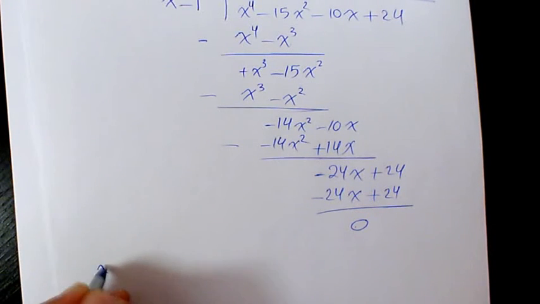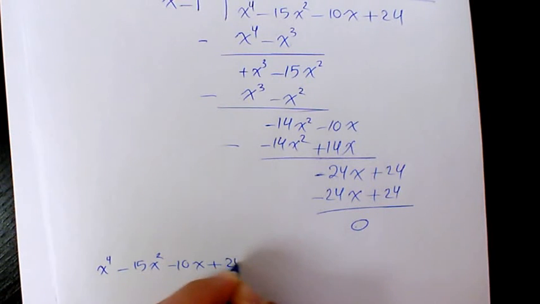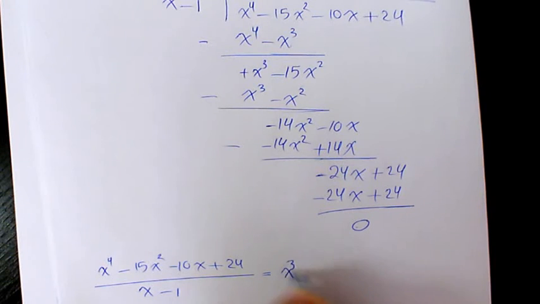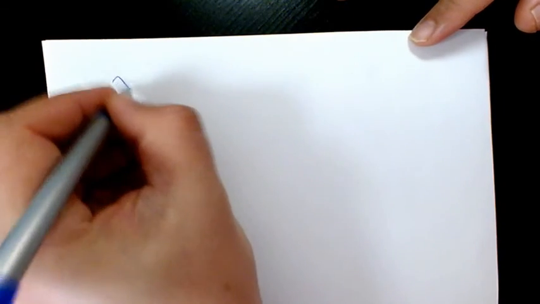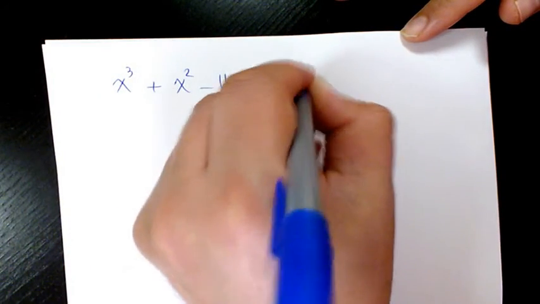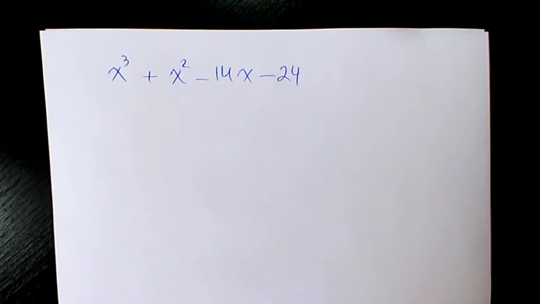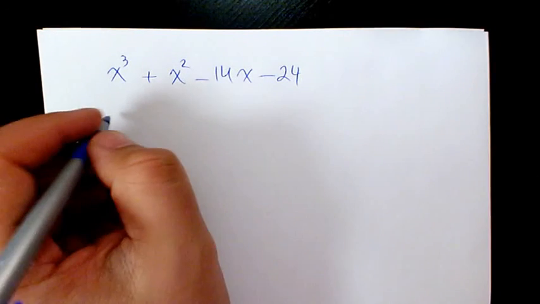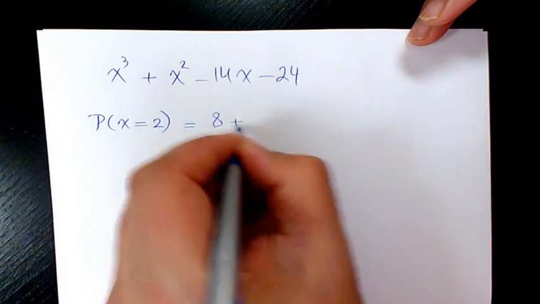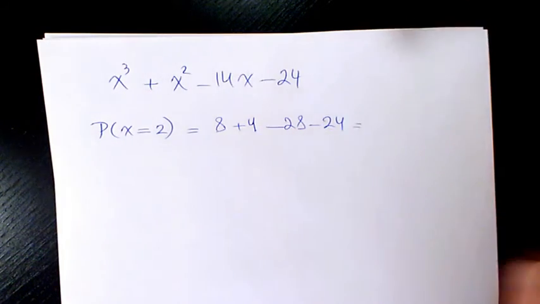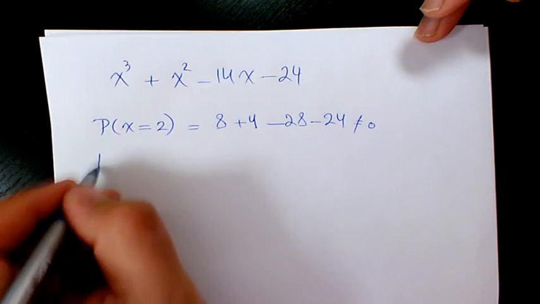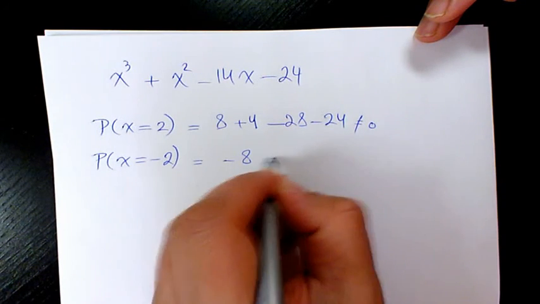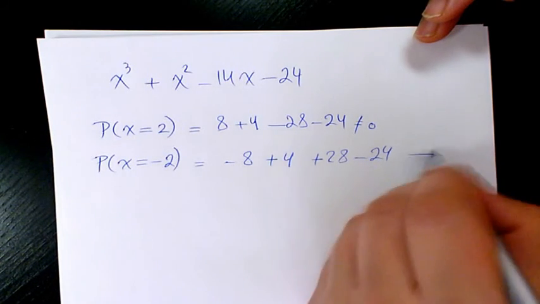So we have x to the power 4 minus 15x squared minus 10x plus 24 divided by x minus 1. That's going to be x cubed plus x squared minus 14x minus 24. Now we need to continue with the trial and error. The coefficients are 1, 1, negative 14, negative 24. Let's check 2 in here. x equals 2. We have 8 plus 4 minus 28 minus 24. As you see here, that's not going to be equal to 0. We don't need to evaluate it. What about negative 2? It's going to be negative 8 plus 4 plus 28 minus 24. As you see here, this is going to be equal to 0.